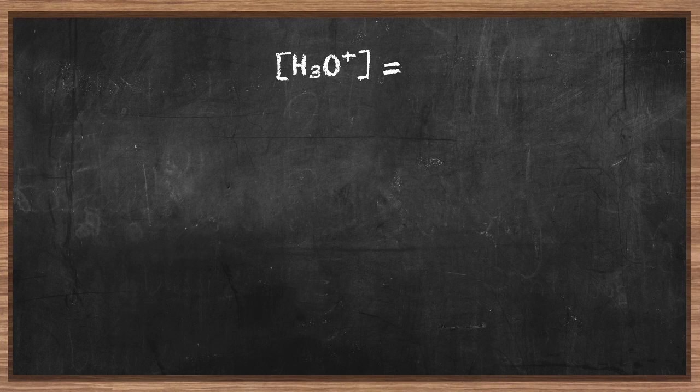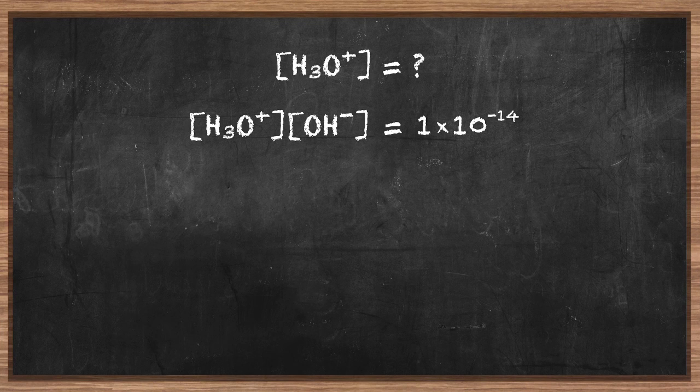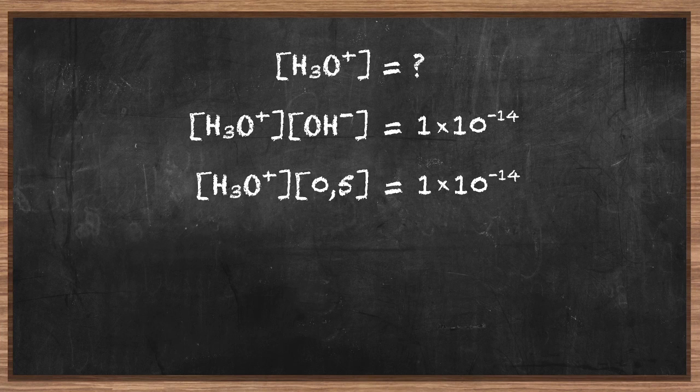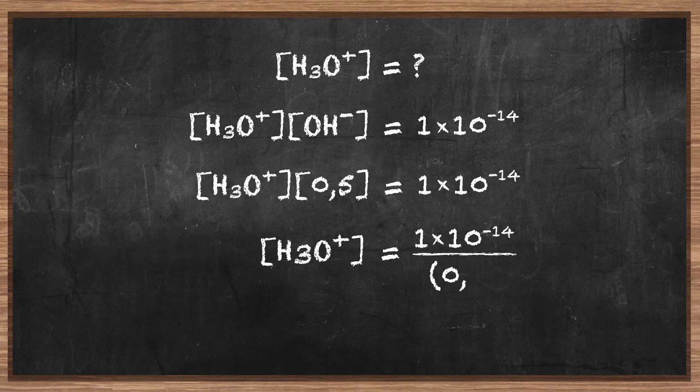We need to find the concentration of hydronium ions in solution. The concentration of hydronium ions times the concentration of hydroxide ions equals 1 times 10 to the negative 14. Substitute the value of 0,5 mole per cubic decimeter into the hydroxide ion concentration. Now determine the concentration of hydronium ions by rearranging the values. The concentration of hydronium ions is 2 times 10 to the negative 14.